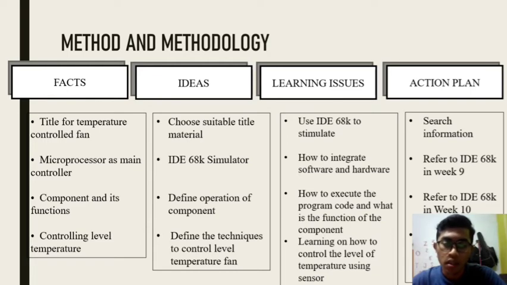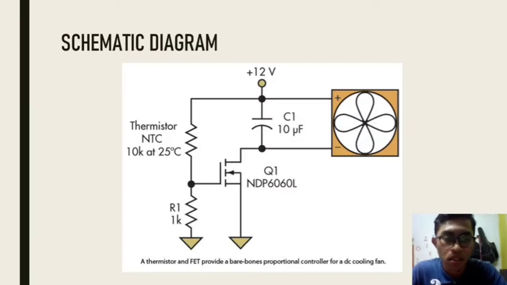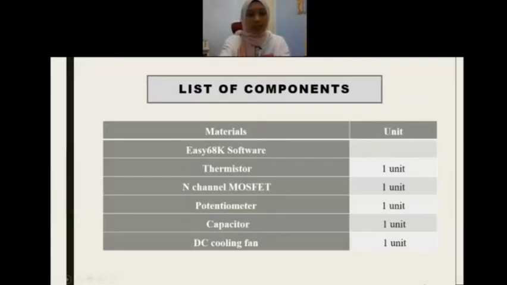By doing this particular action, we learn how to simulate the IDE, how to integrate software and hardware, how to execute components, and learn how to control the level of temperature using a sensor. So this is our schematic diagram, which consists of thermistor, resistor, capacitor, and voltage source. This is our list of components.